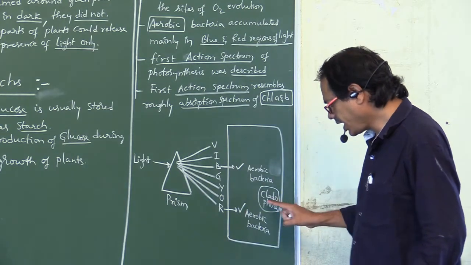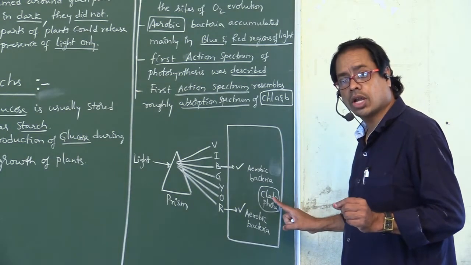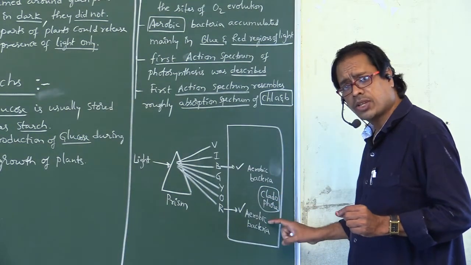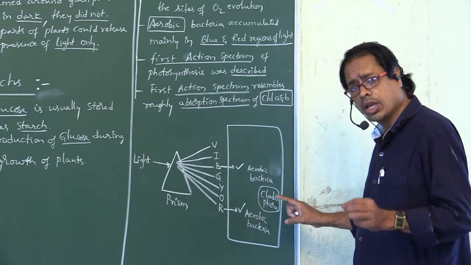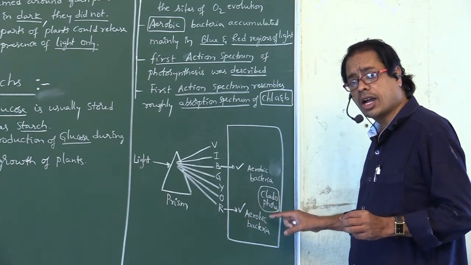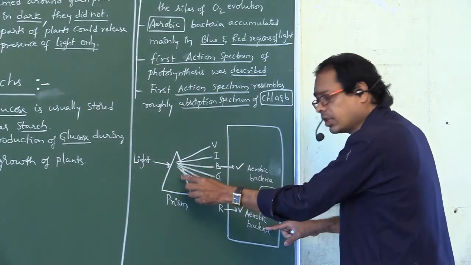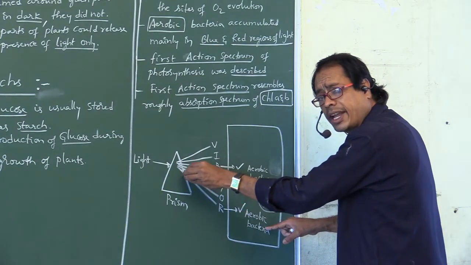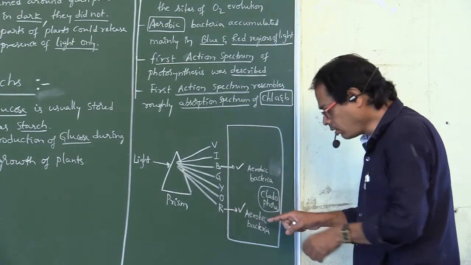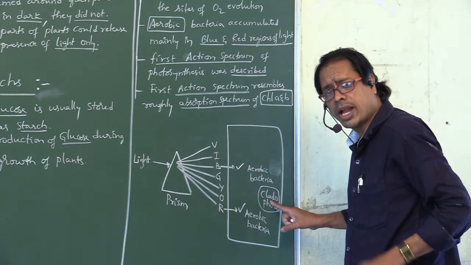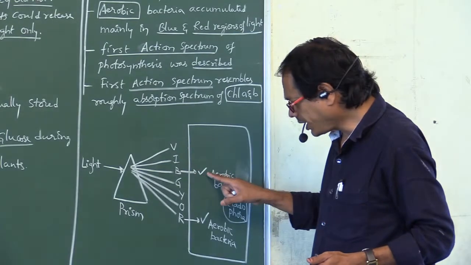Here he has taken a plant called Cladophora, which belongs to green algae, also called chlorophyceae. In this suspension, Cladophora and aerobic bacteria are taken. Now, when light is focused on the prism, it splits into the spectral components, VIBGYOR. This plant will release oxygen, and this oxygen will be present at blue light and red light.